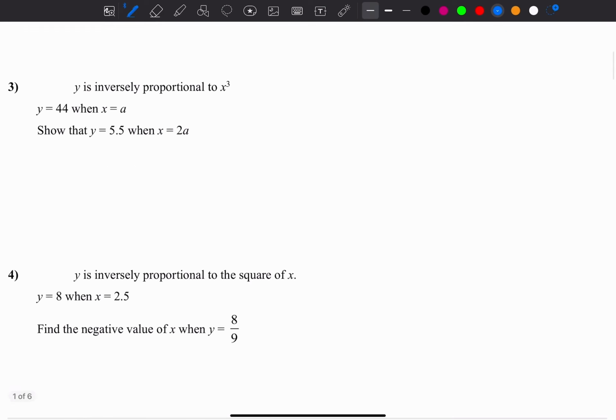Next one. Y is inversely proportional to x cubed. So y equals k over x cubed, because inversely means k over. Y is 44, x is 8. Y is 44 equals k over a cubed. Now we can multiply it off, k equals 44 a cubed.